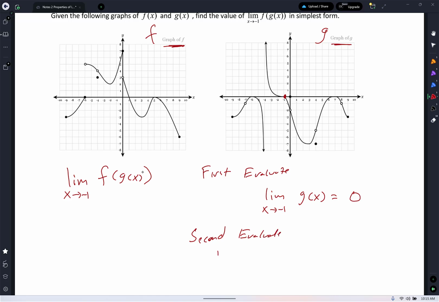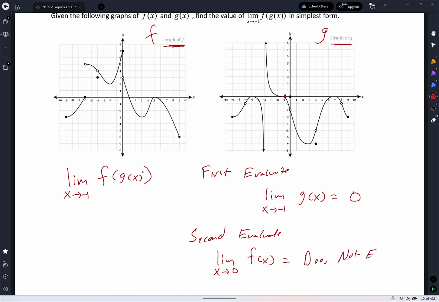So now that I got 0, now I'm going to go second, I'm going to put second, evaluate the limit as x approaches 0. Notice that I put 0, I didn't put a minus or a plus, so that means from both sides, of what function? F of x. So let's see, if I approach 0 from the left, it's 7. If I approach 0 from the right, it's 3. Do I approach the same number? So this one does not exist.